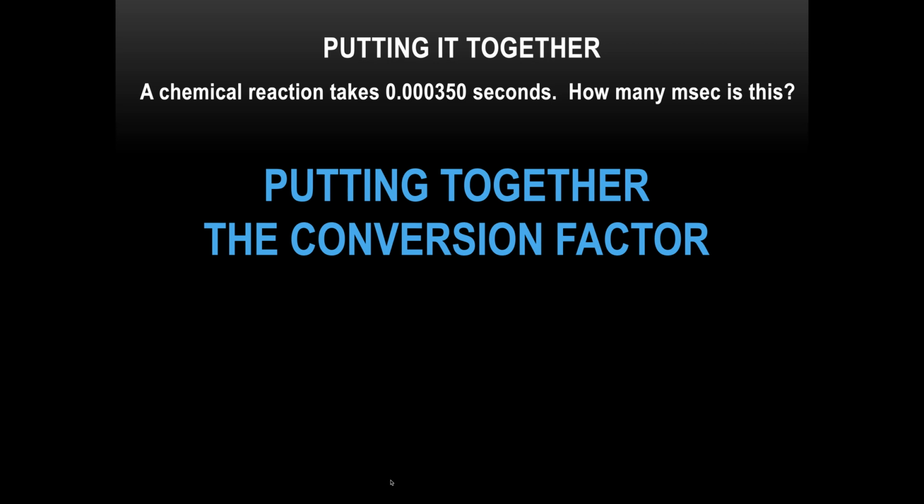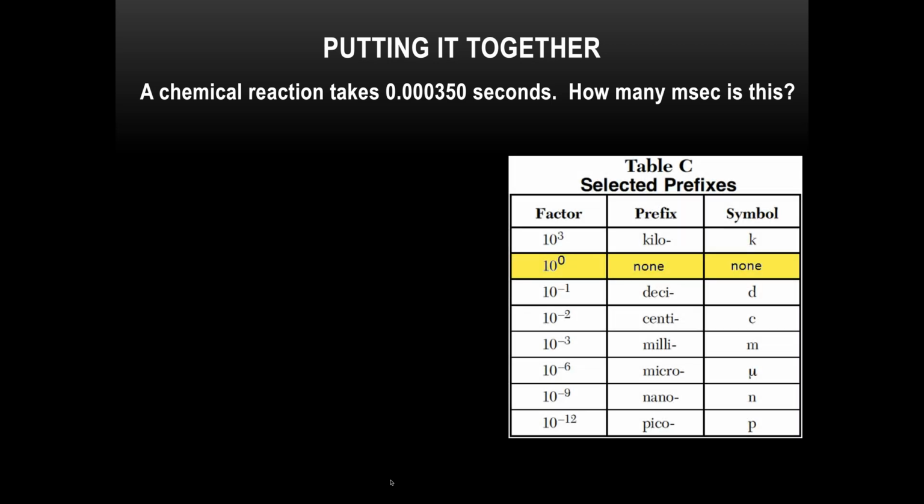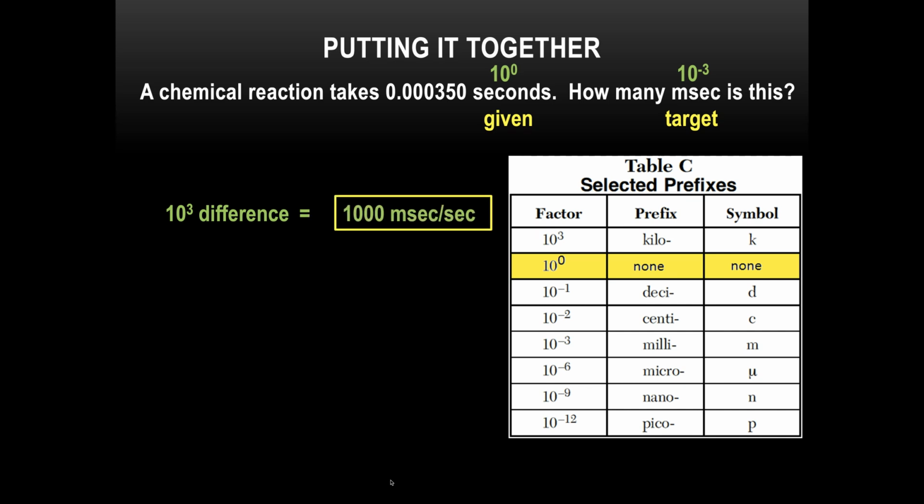Now, let's put it all together. Let's say a chemical reaction takes 0.000350 seconds. That's really, really fast. How many milliseconds is this? So first, let's put together the conversion factor. The given is the 0.000350 seconds. The target is milliseconds. Seconds has no prefix, so it's 10 to the 0th. Milliseconds is 10 to the negative 3rd. That's 3 powers of 10 difference. That would be 1,000 milliseconds per second. So we've created the conversion factor.